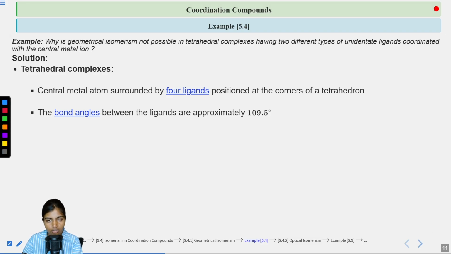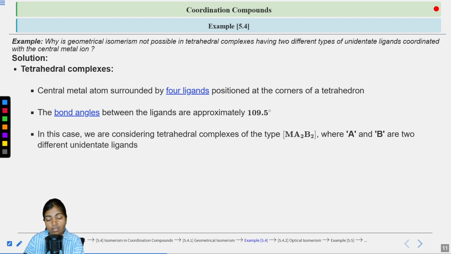approximately 109.5 degree. So in the tetrahedral geometry, in the middle we have the central metal atom, and that central metal atom is surrounded by and bonded to four different ligands which are positioned at the corners of the tetrahedron. The bond angle between two ligands, ligand-central metal-ligand, is approximately 109.5 degree.